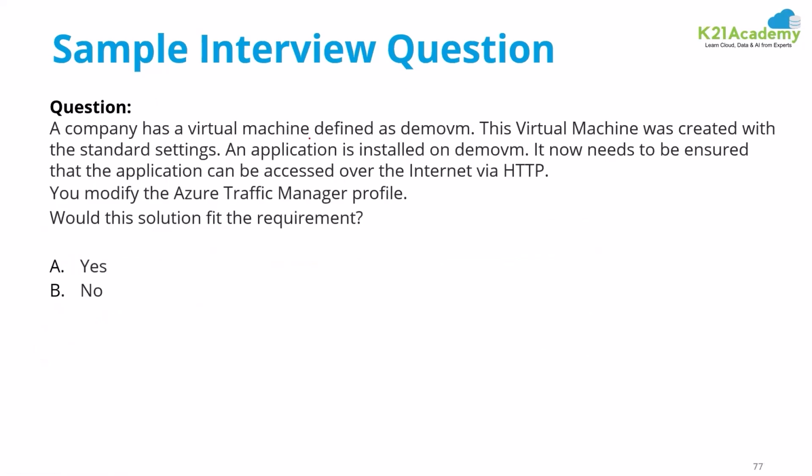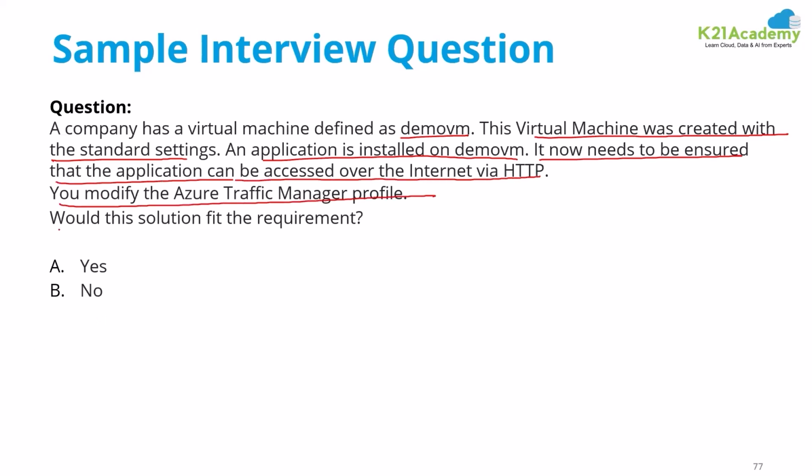So a company has a virtual network, a virtual machine defined as demo VM. The virtual machine was created with standard settings. The application is turned on demo VM. It is now needed to be ensured that applications can be accessed over internet via HTTP. You modify the Azure Traffic Manager profile. Would this solution fit the requirement?